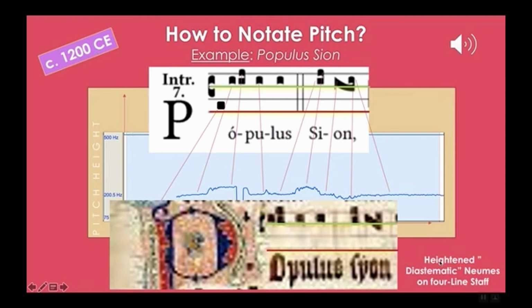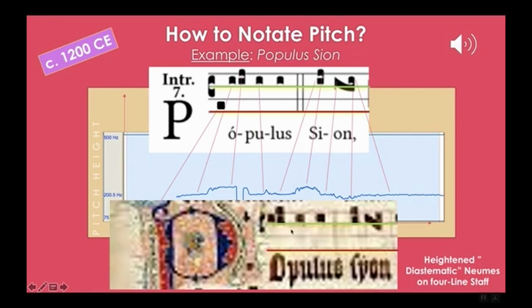Okay, and you can see I'm calling this heightened, or diastematic neumes. Don't worry about the word diastematic, that is a term that's used, but the point is that they're on a staff. I don't even know what the word diastematic means, so I apologize. But they're heightened and they're actually on staff lines, so a 4-line staff.